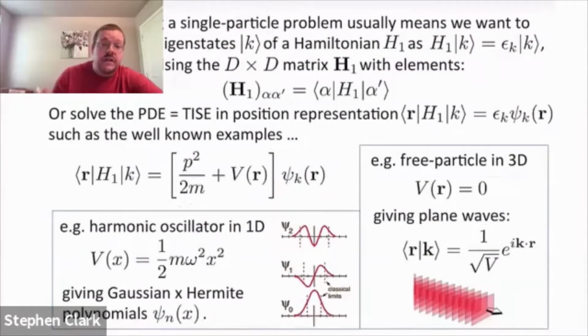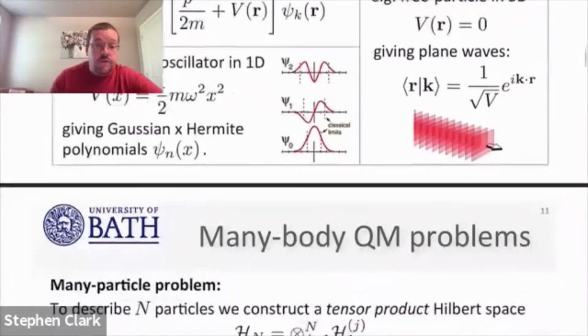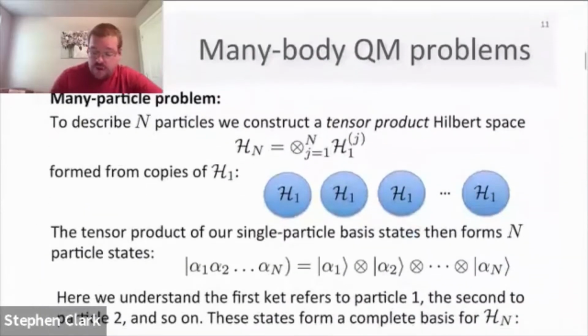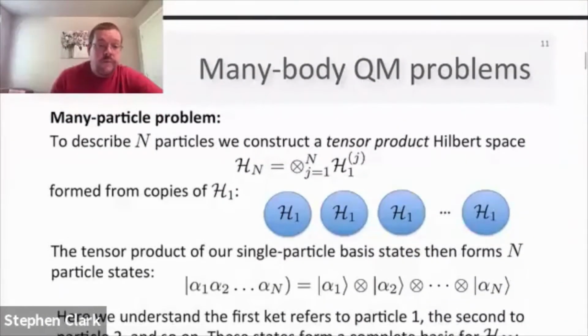And obviously, common examples: free particle in 3 dimensions, plane waves, or a 1D harmonic oscillator, you get Hermite polynomials times a Gaussian, etc. So these are all simple examples of one body quantum mechanics problems that you've solved before. So what about a many body problem?